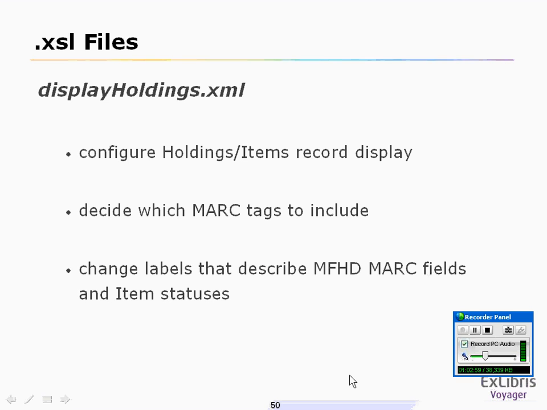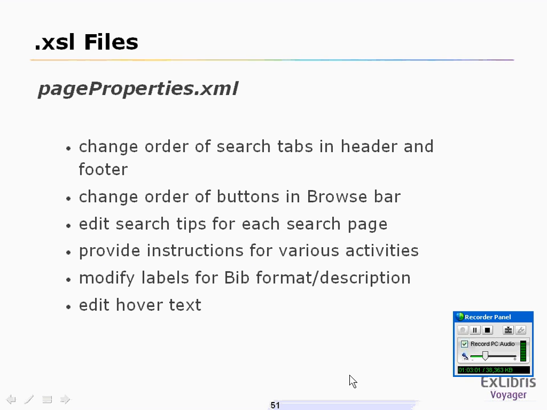The page properties, and so this is where you get to change the order of the search tabs in the header and footer. So if your preference is to have the advanced search be the first tab, this is the place where we're able to be doing that. We're also able to edit the search tips for each of the search pages. Change the order of buttons in the browse bar. So this is where if you want to have the email button be first, you'd be able to do that. Let's go ahead and open that file.